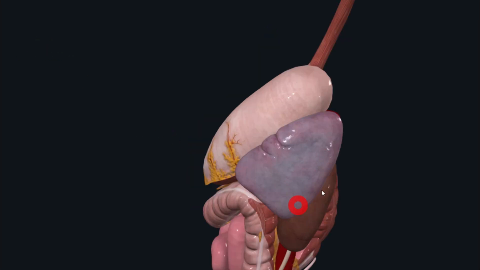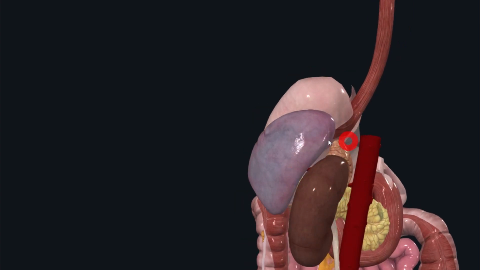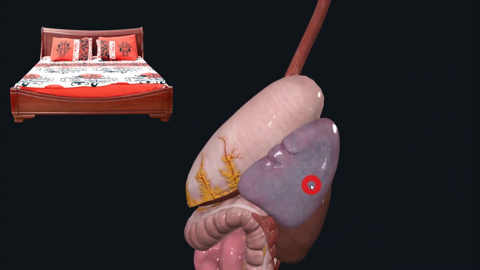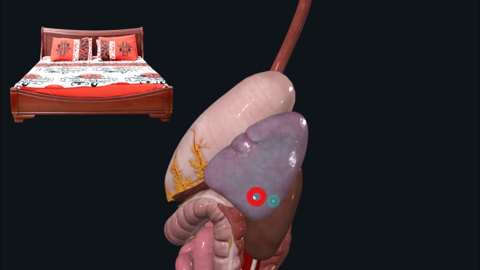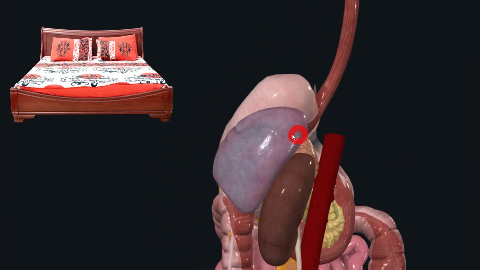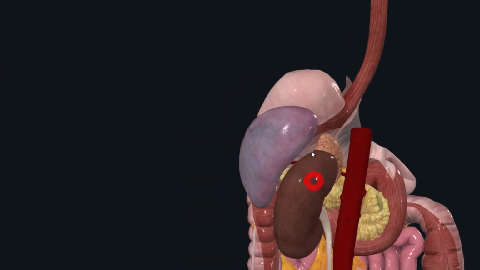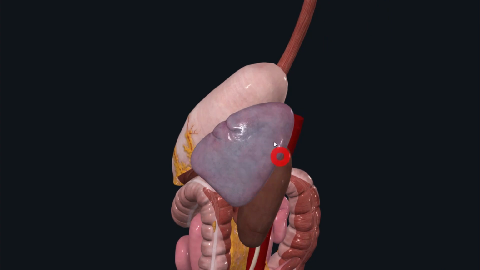The posterior-inferior surface of the stomach is related to a number of structures. These structures together form the stomach bed. A bed is a furniture which is used for sleeping or resting. Stomach itself also rests on some structures that act like a bed for the stomach. So these structures together are known as the stomach bed. So these structures are actually forming the bed for the stomach on which the stomach can rest.